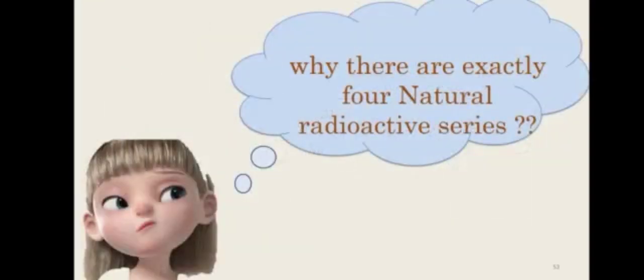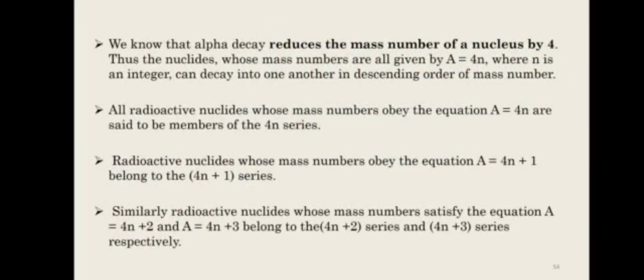Now, why are there exactly 4 natural radioactive series? We know that the alpha decay reduces the mass number of a nucleus by 4. Thus, the nuclides whose mass numbers are all given by A equal to 4n, where n is an integer, can decay into one another in descending order of the mass number. All the radioactive nuclides whose mass number obeys the equation A equal to 4n are thus said to be the members of the 4n series.